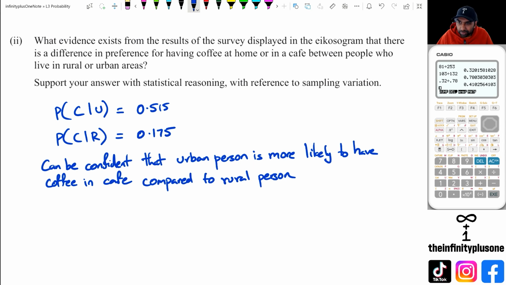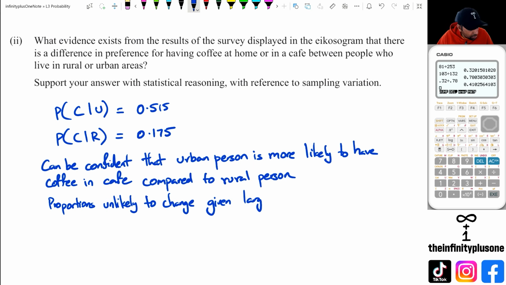And I don't think the probabilities will change much, because we've got a large sample and very small sampling variation, so we should be okay with that. So the proportions are unlikely to change given large sample and small sampling variation. Grades wise, a correct pair of conditional probabilities stated from that is going to get you an achieved, and the sampling variation comment is going to get you a merit there.